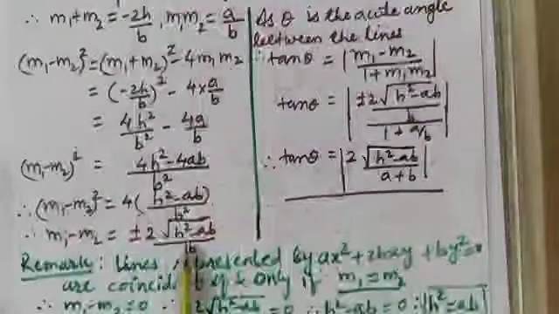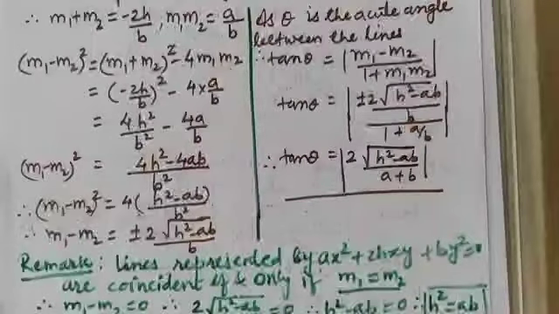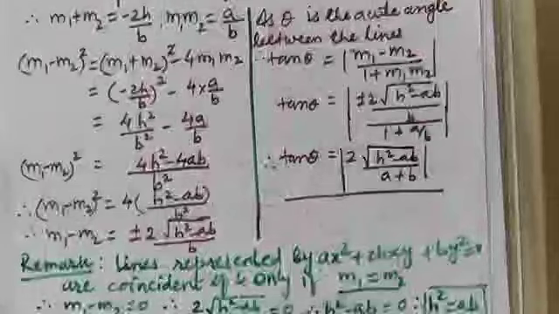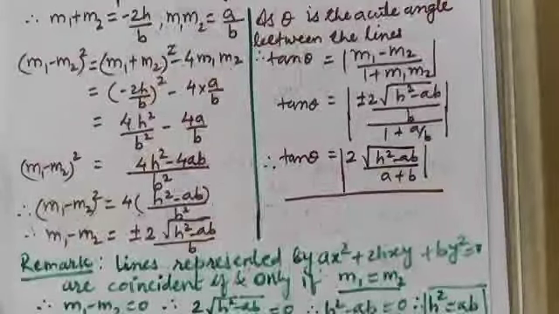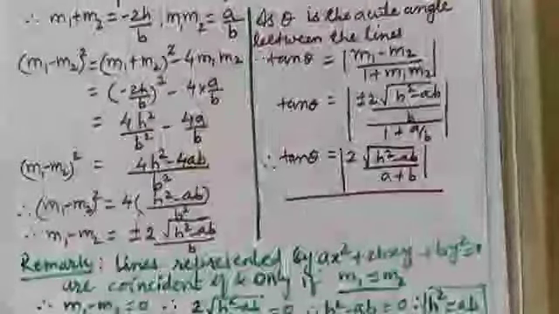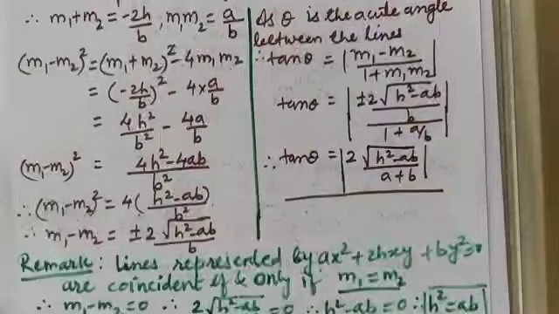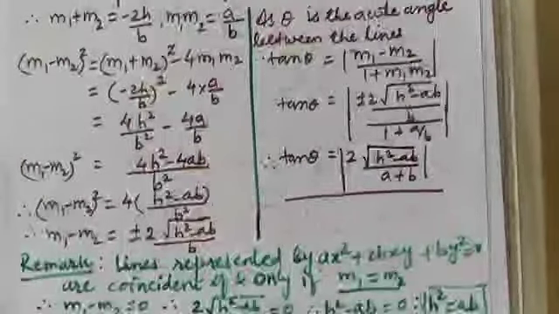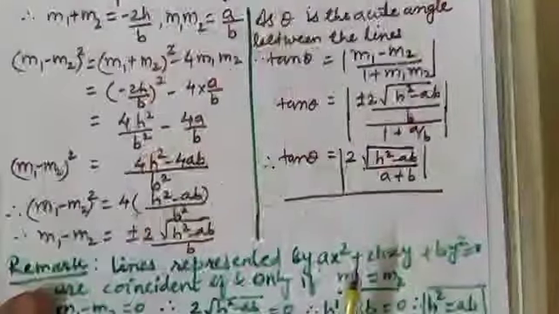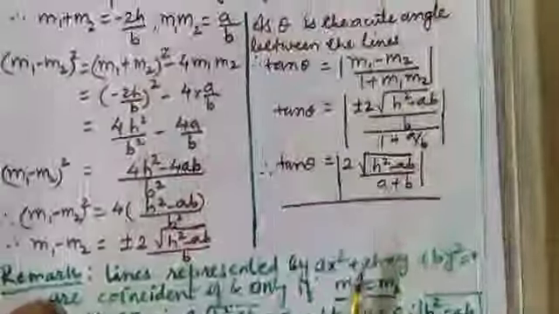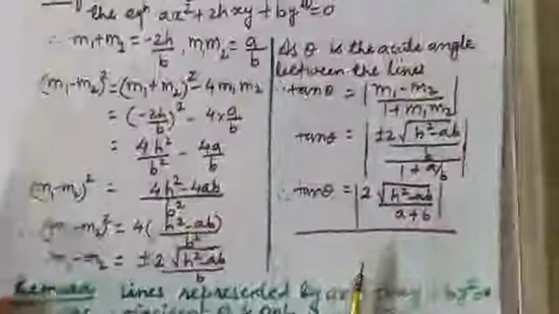What is the value of m1 minus m2? We have just calculated it: m1 minus m2 is plus or minus 2 into root of h square minus ab, divided by b. If we simplify this equation, the 2 and the b get cancelled, multiplied with 0, and therefore h square minus ab is equal to 0. For lines to be coincident, we can apply this condition, that is h square minus ab is equal to 0, to show the lines are coincident.